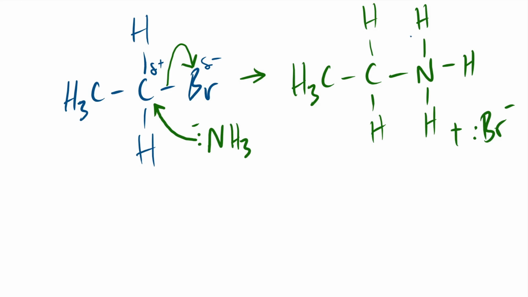Now, this nitrogen is not going to be happy with having 4 bonds around it. It only wants 3, okay? So it's going to become positive because it formed a dative covalent bond. It donated both of the electrons in this lone pair, okay?